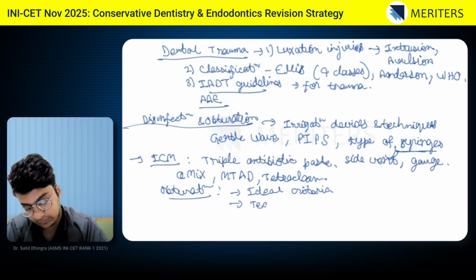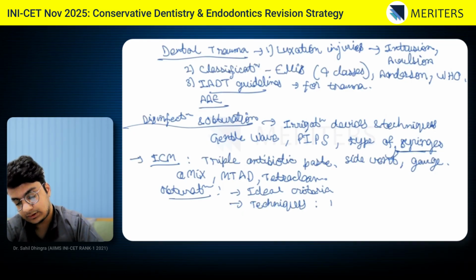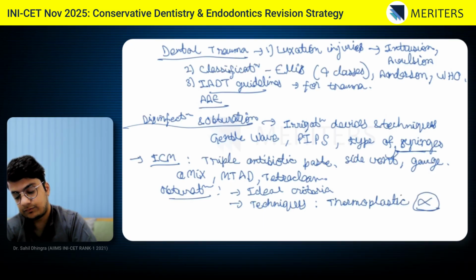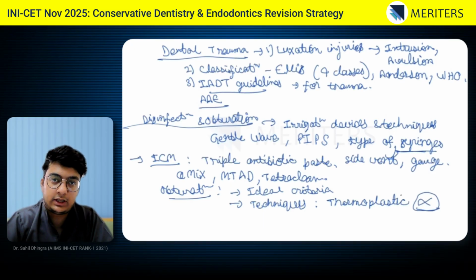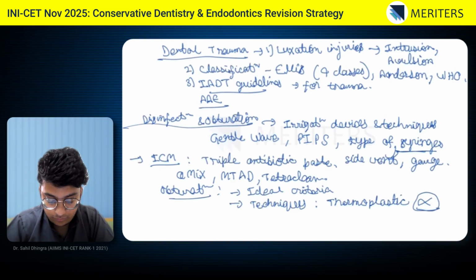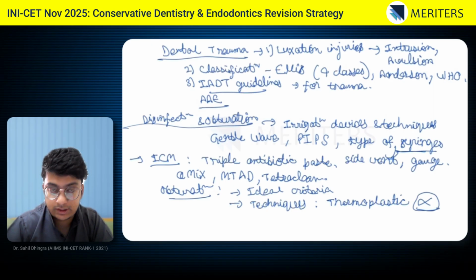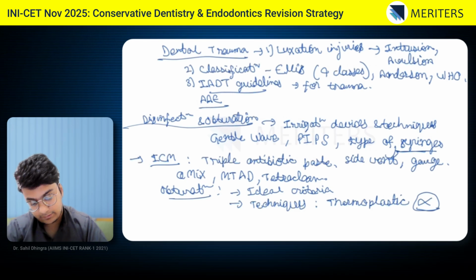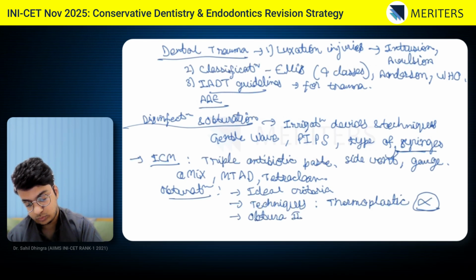Then the techniques. Most commonly now they are asking about the thermoplastic techniques. Which phase will they use? The alpha phase of gutta percha is used in the thermoplastic technique, a very common question. Then they will ask what is the percentage of shrinkage of the alpha phase? It's 2%. So you have to do these MCQs very well, specifically for these thermoplastic techniques. And they will ask you about the high heat techniques like Obtura 2 and 3.